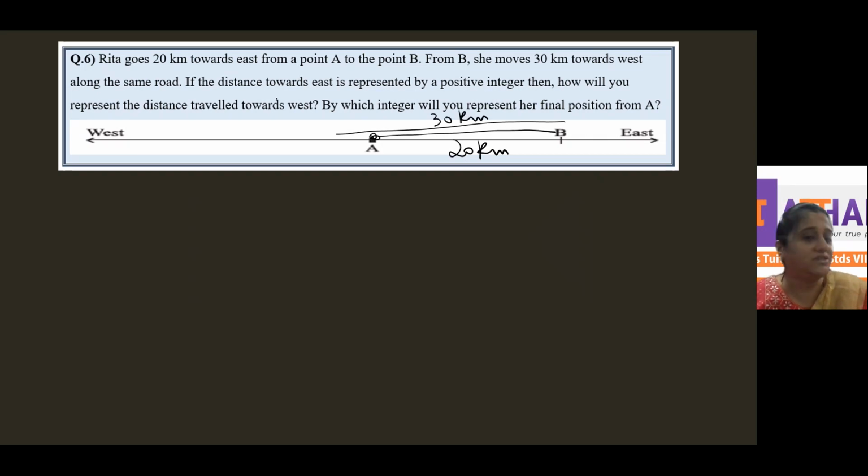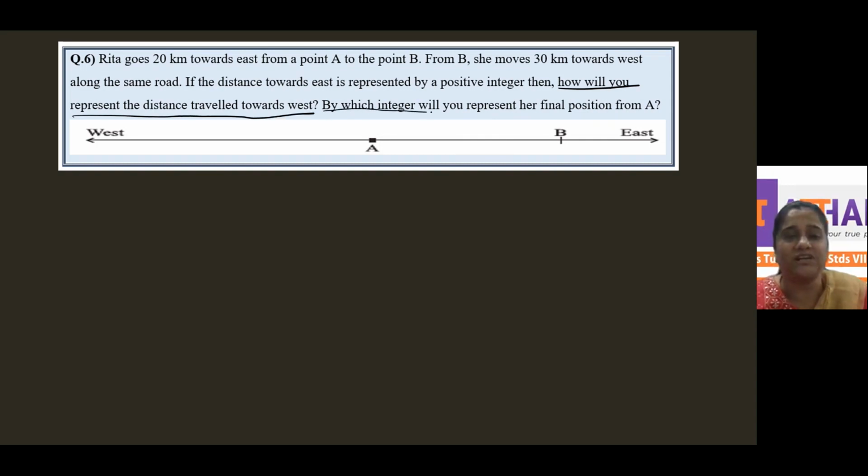If the distance towards east is positive, how will you represent distance travel towards west? By which integer will you represent her final position from A? Answer the questions. So how will you represent the distance travel towards west? This is one question. Then by which integer will you represent her final position from A? Two questions you have.